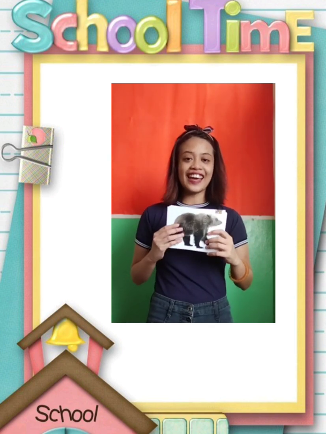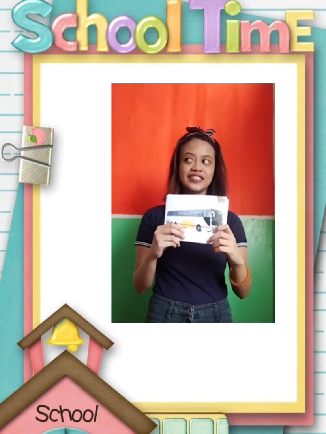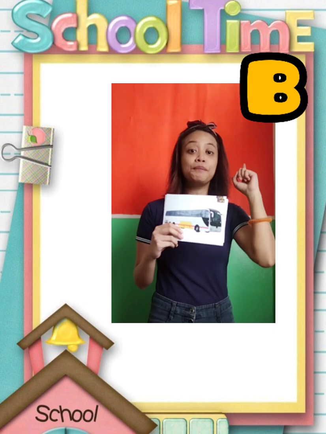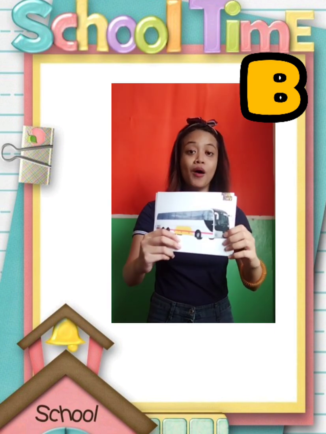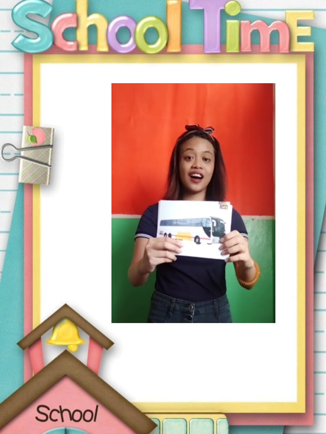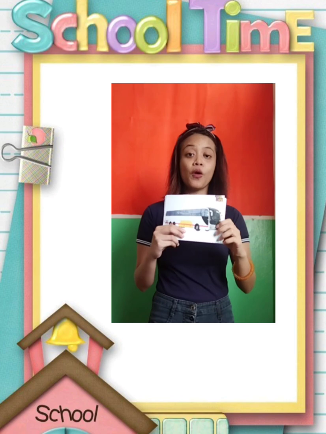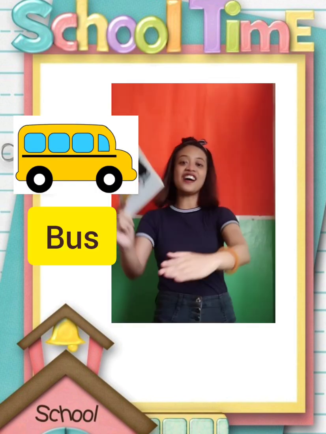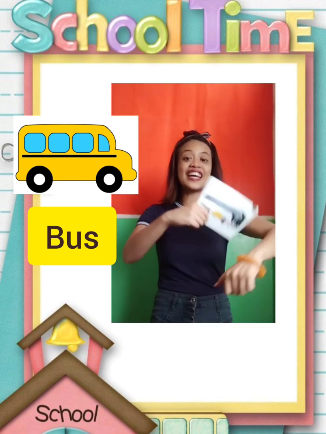Very good. Next. What's this one? The wheels on the... What's the letter again? B. B for bus. Can you repeat with me? B for bus. The wheels on the bus go round and round, round and round, round and round.